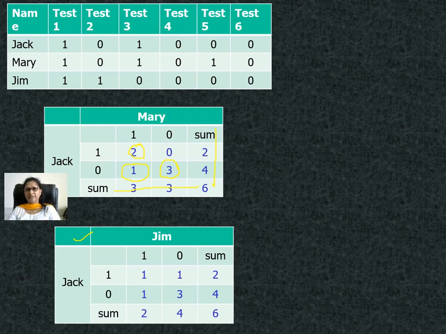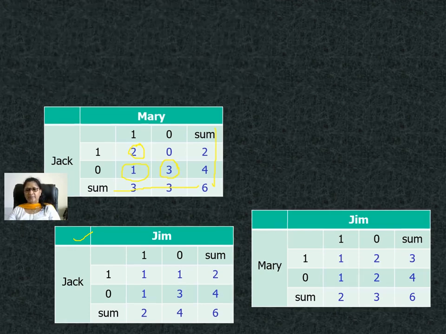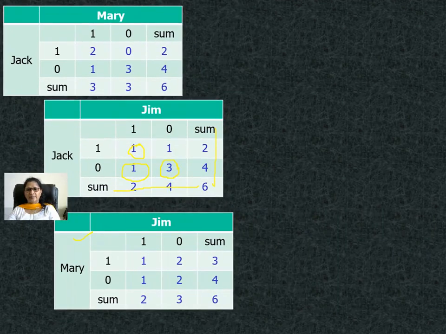Similarly, like the way we computed for Jack and Mary, we shall compute for Jack and Jean, and we shall also compute for Mary and Jean. These are the 3 tables for these 3 pairs. And from these tables, contingency tables, we shall compute their dissimilarity.